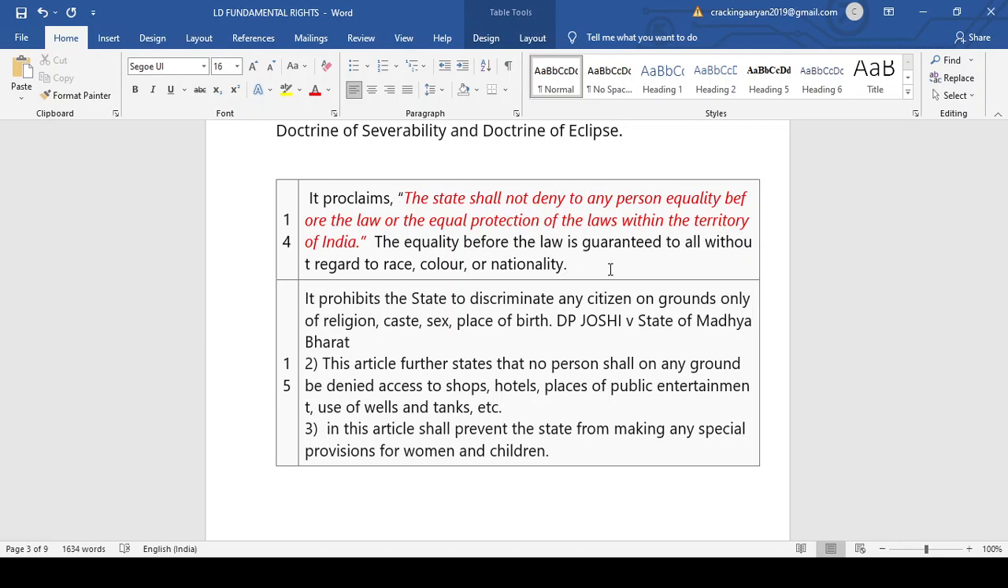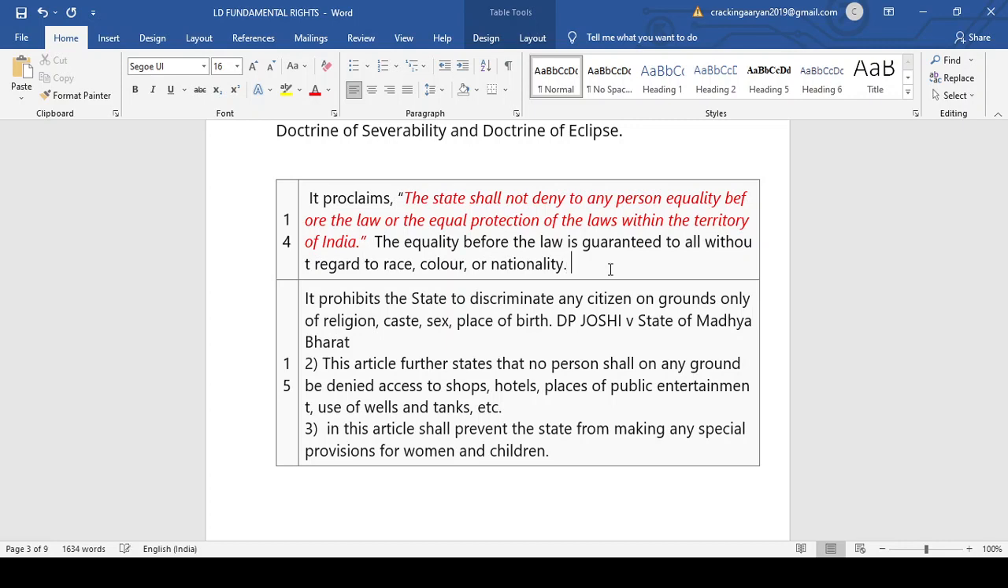It is not the only article; it is one of the articles which is applied to the non-citizen. So Article 14 is applicable to the non-citizen, and it is applicable even to the transgender, which was held in the National Legal Services Authority versus Union of India case of 2014. It was held that Article 14 is applicable even to the transgender.